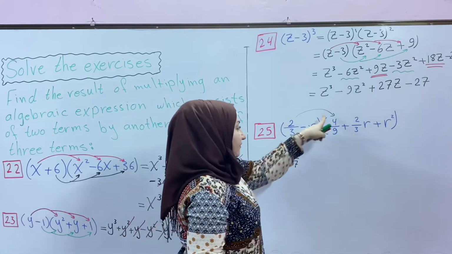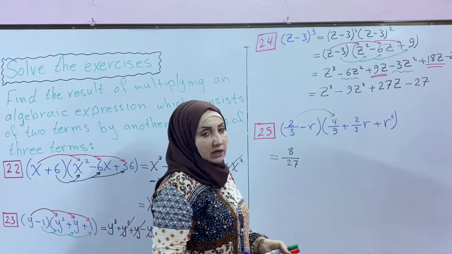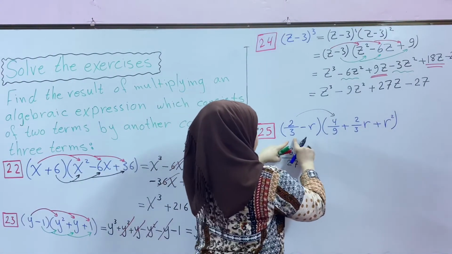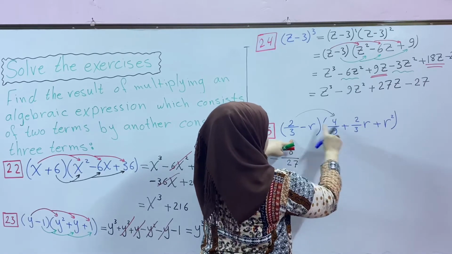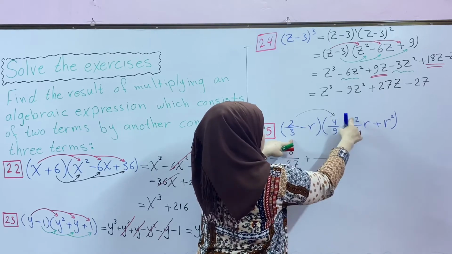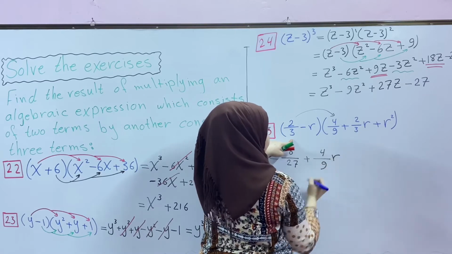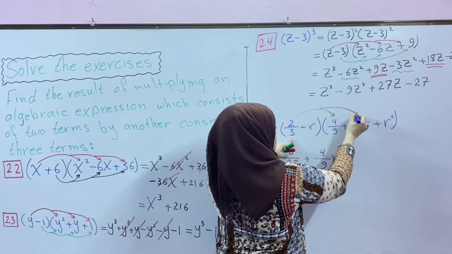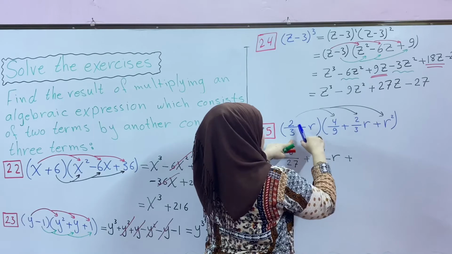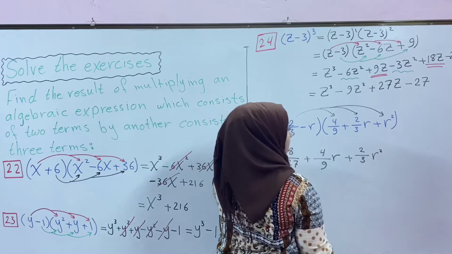When we multiply fractions, we will multiply the numerator with the numerator and the denominator with the denominator. So 2 on 3 multiplied by 2 on 3, positive multiplied by positive, positive. 2 multiplied by 2, 4. 3 multiplied by 3, 9. And now we will multiply by the last term. Positive multiplied by positive, positive. 2 on 3 multiplied by r squared, 2 on 3 r squared.